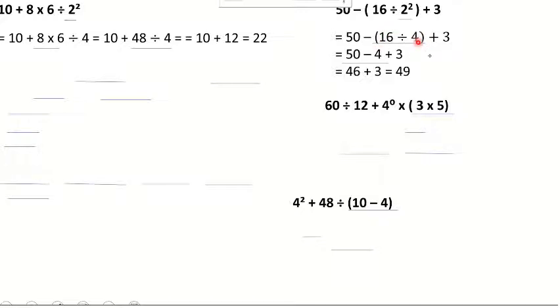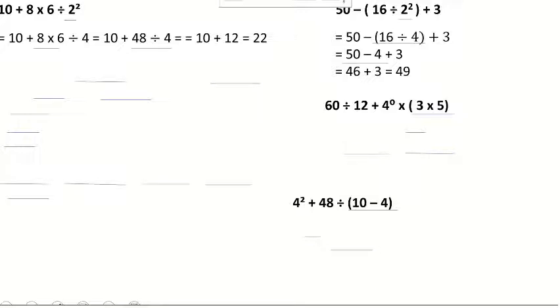Now I'm going to give the final answer of the parentheses, which is 4. 50 minus 4 now, because I have subtraction and addition of the same power, so we start from left to right. 50 minus 4 is 46, plus 3 it's 49.